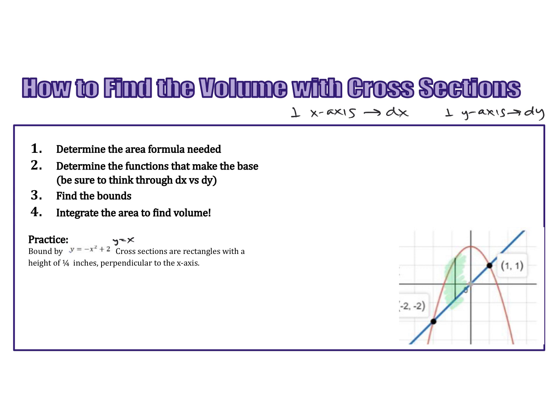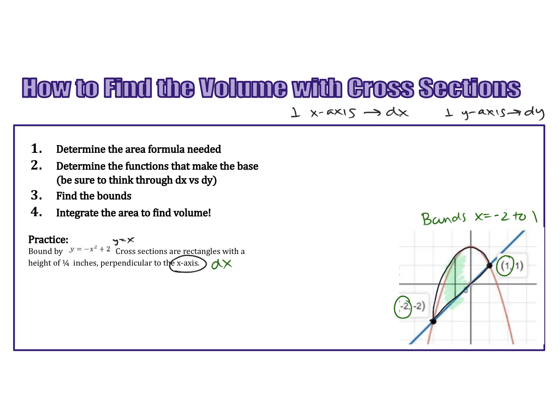So looking at this example down here, we're looking at this area that's bounded by this quadratic and this line. And the cross sections are rectangles with a height of 1/4 inch that are perpendicular to the x-axis. So there's what I was looking for. Perpendicular to the x-axis means all things x. Since we already have our graph and we know that we're living in a world of all things x, we can find our bounds. So our bounds are going to be x equals -2 to 1.